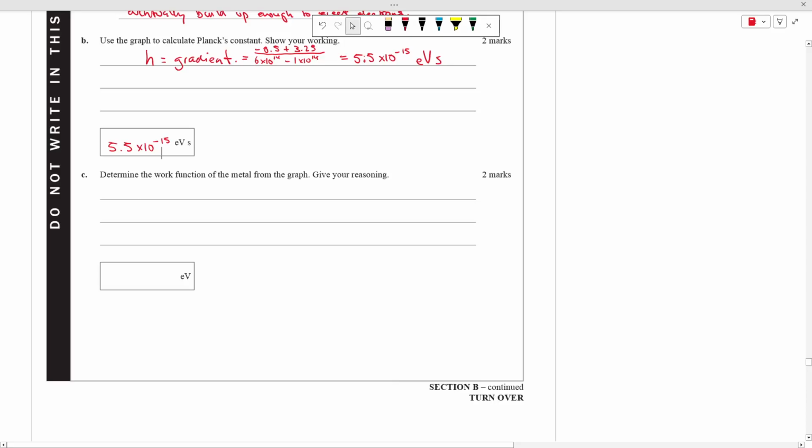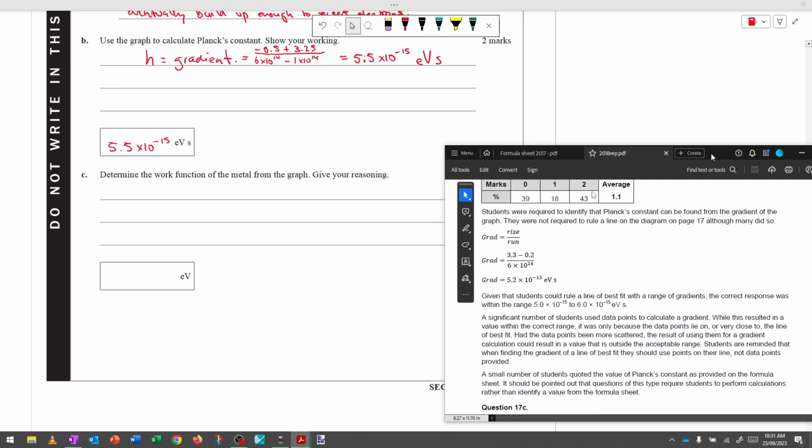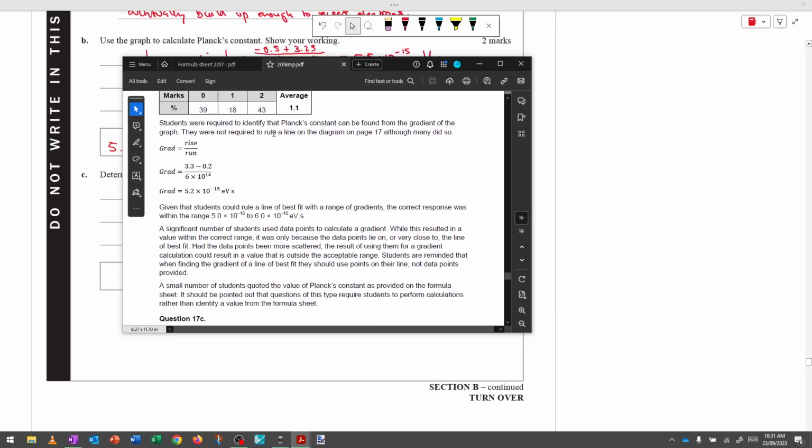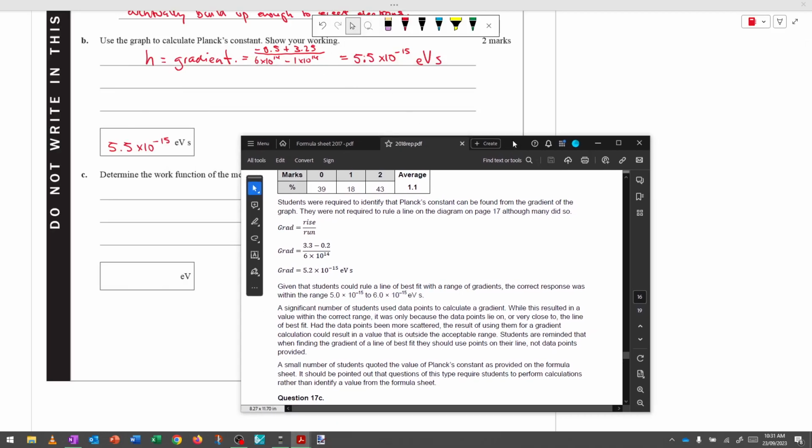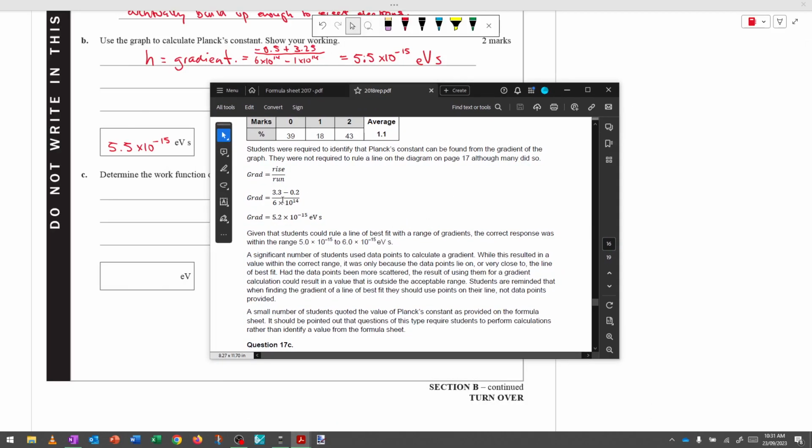Let's have a look at the report. Here we go. Students were required to identify Planck's constant can be found from the gradient. Yep, did that. And then we actually went ahead and did the gradient calculation. Depending on everyone's points, everyone's got different lines. Here it says that the correct response was given within the range 5 to 6 times 10 to the negative 15, so we're bang right in the middle.